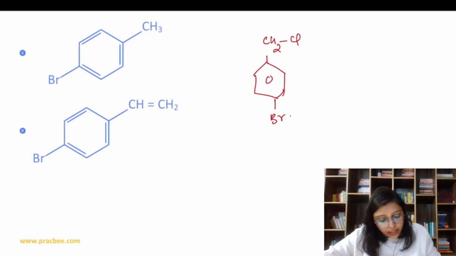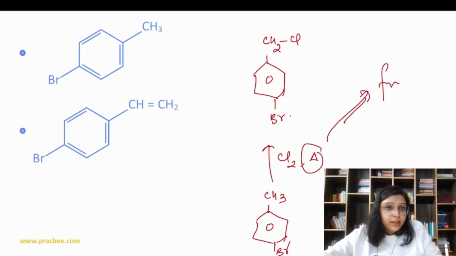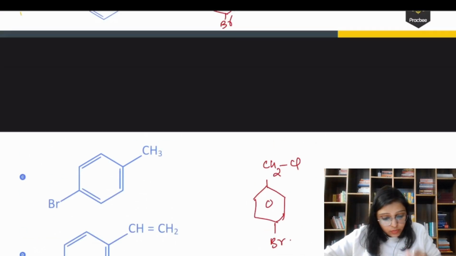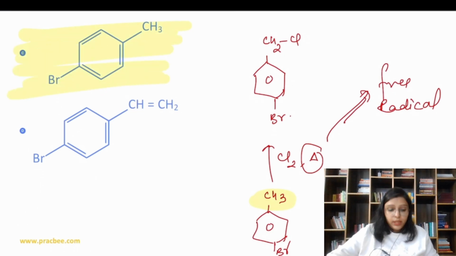And if we have CH2Cl, before that we did Cl2 and heat. So it means it must be CH3, because if there is heating, it means we have to do free radical, and free radical is possible on an alkane, so we should be having an alkyl group. Okay. So if we see the correct answer, which is going to be the correct answer, students? This one. Okay. Option C is going to be the correct answer.